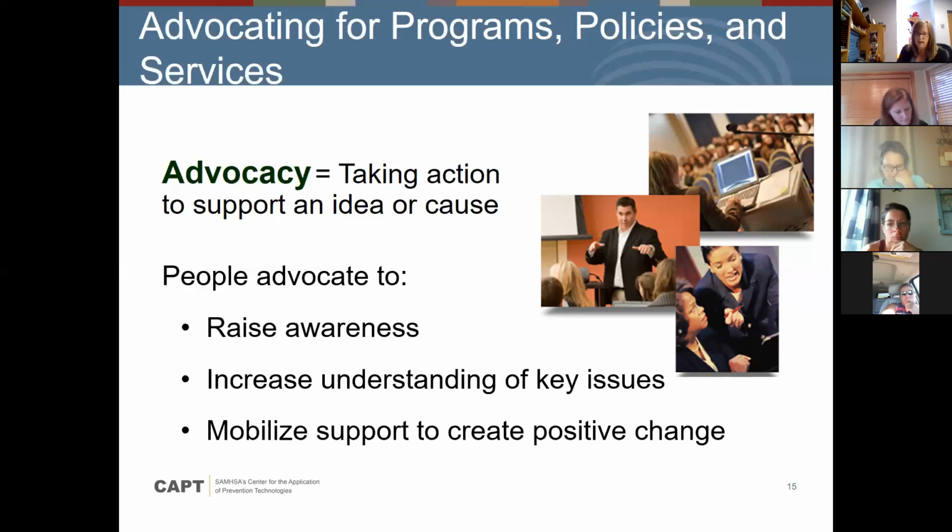So when we're looking at advocating, we need to be mindful of our own agencies and who we work for, in regards to what their guidelines are surrounding advocacy. Before starting any advocacy efforts, it's important that we understand what guidelines exist within the organization that we are working with.